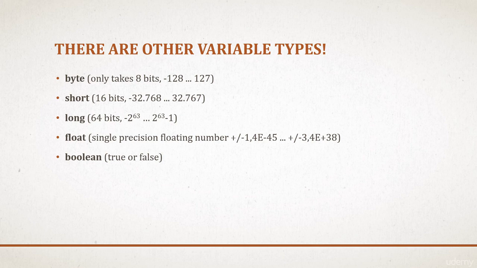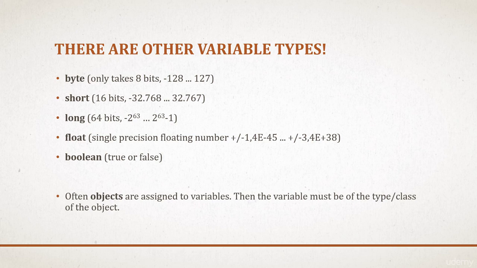And I have to mention that often objects are assigned to variables in Java. Then the variable must be of the type or of the class of the object. We will deal with that later in the course, but we already have an object. A lot of things are objects in Java. The string type is actually a class, and a string is an object which is put in here.